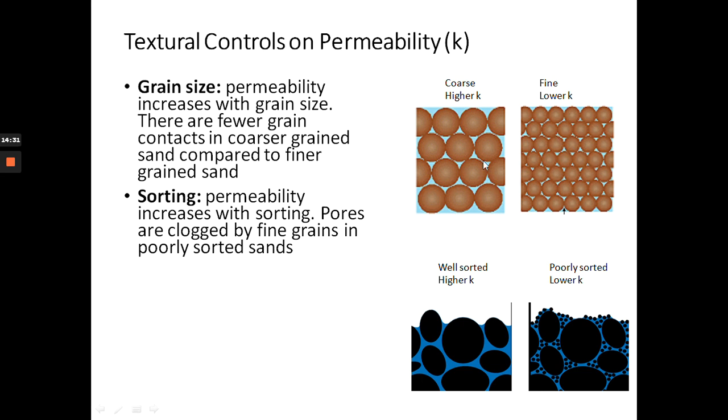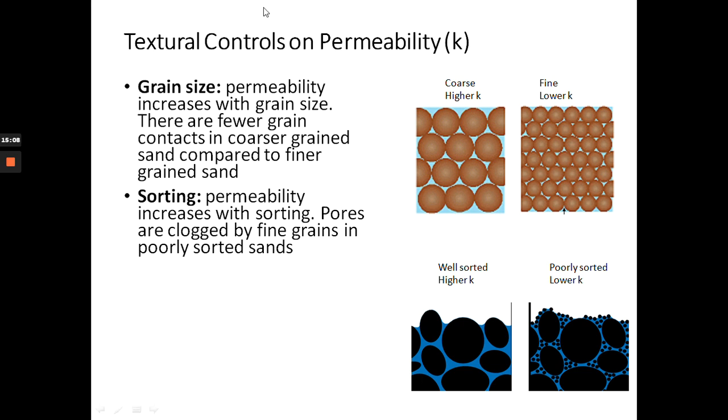Okay, so if you have a pathway for fluids to flow here, it's going to be less tortuous, we say, easier to flow, right? But here your pore spaces are smaller, and it's going to get harder to get from one point to another, right? Get a more tortuous pathway. So there are fewer grain contacts in coarser grain sand compared to finer sand. Coarser sands tend to have a higher permeability. Finer sands have a lower permeability.